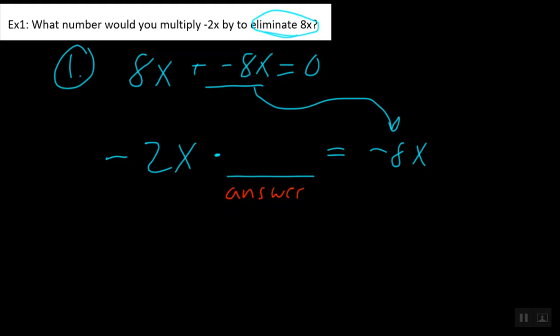So what is negative 2? Negative 2 times what number would get us to negative 8? Well, it would be a positive 4. So in order to transform negative 2x into negative 8x, we would have to multiply by 4. And that's what we're looking for. Okay, let's move on to example 2.